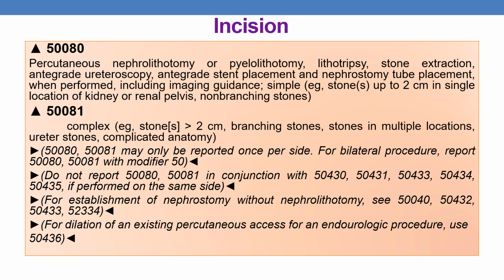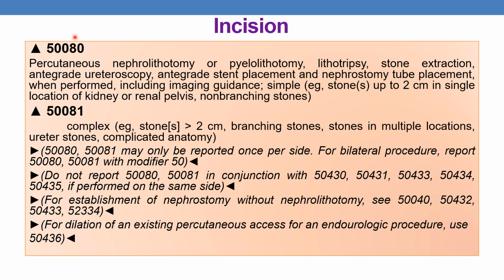Next, coming to the CPT 50080 and 50081. Both the CPTs are revised, which is indicated by these triangles. So first of all, coming to 50080, percutaneous nephrolithotomy or pyelolithotomy, lithotripsy, stone extraction, antegrade ureteral stent placement and nephrostomy tube placement when performed, including image guidance, simple.